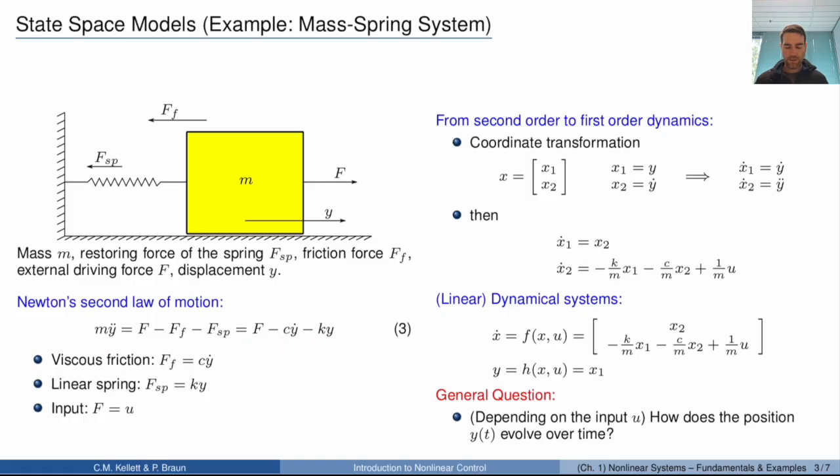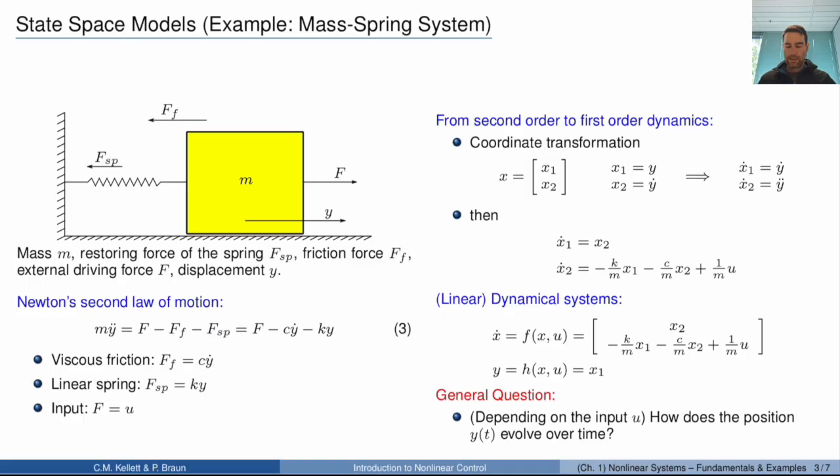this expression here if we divide by m, and that allows us to get a representation only depending on x1, x2, and u. And we have isolated the first derivative of x on the left and the function depending on x and u on the right. Meaning we can write that as, in this case, a linear dynamical system of the form shown on the previous slide.